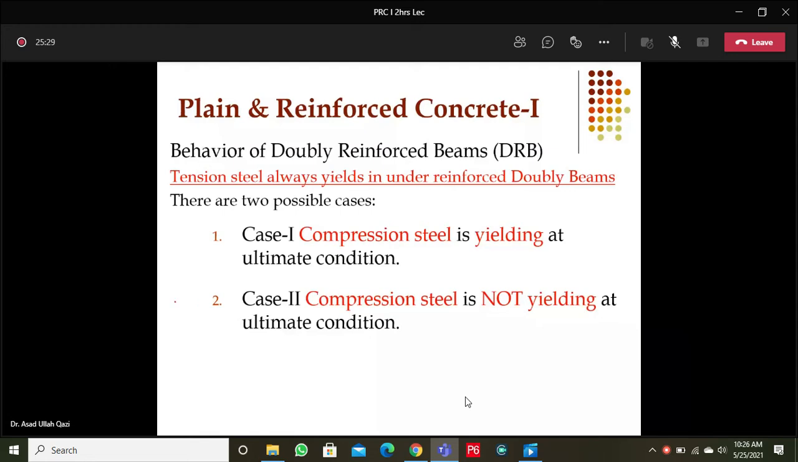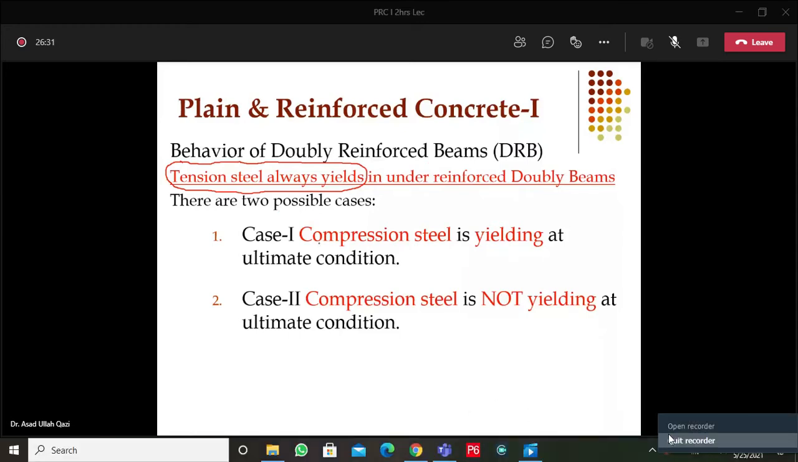In case of double beams, keep in mind that tension steel will always yield. So we will proportion the double beams such that tension steel will yield at failure. We are not planning to design the double beam as over reinforced double beams. Even in double beams, we are making sure that tension steel should yield when failure due to crushing on the compression side will take place. So tension steel always yields in under reinforced double beams, and in new design we will be preferring under reinforced double beams.